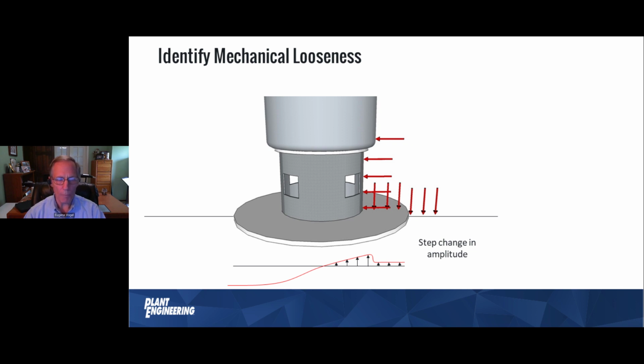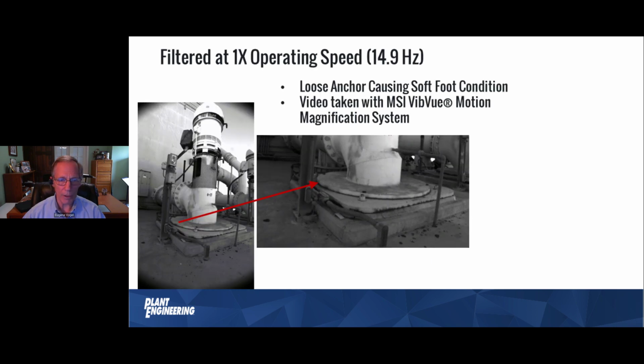We looked at an image before that showed a step change on a vertical machine right there at the base, which showed what we said was a loose base. Let's look at that with video motion magnification. There we go. Now, it's slow, so let your eyes adjust. It's not a very fast motion.